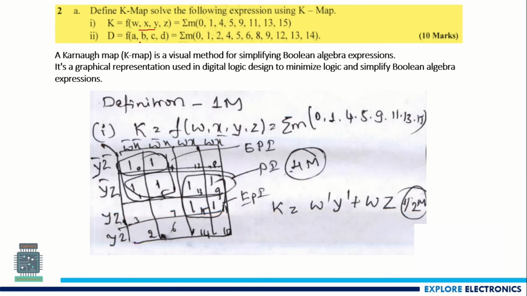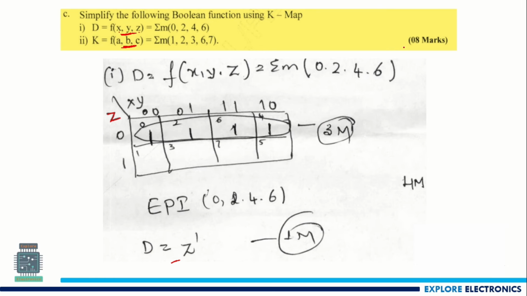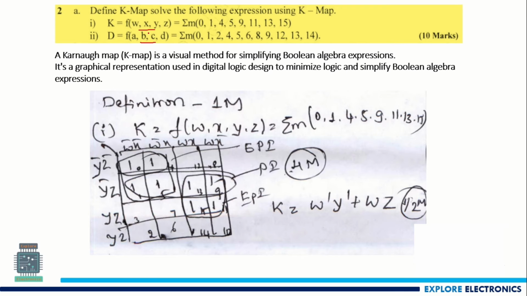But this is a 4 variable K-map. In the previous question, it was for 8 marks: 4 marks and 4 marks, since it was a 3 variable K-map. Here you can see it is a 4 variable K-map, so this will be for 5 marks, and this will be for 5 marks.